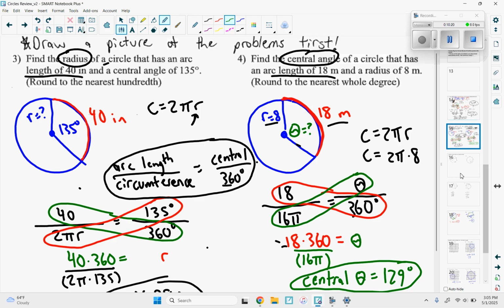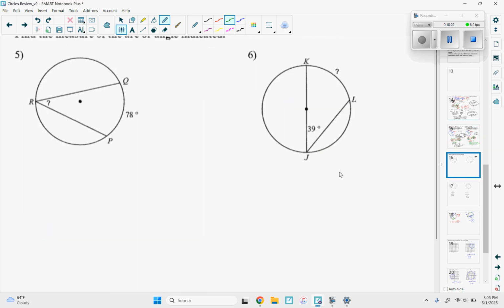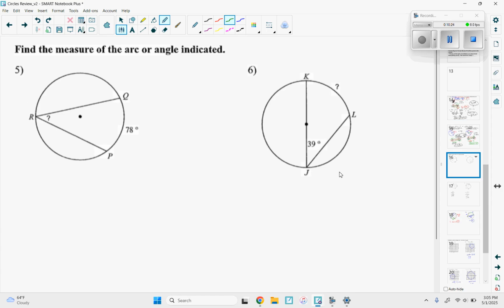All right, let's move on to angles now. Find the measure of the arc or angle indicated. So when we get these problems, we want to go ahead and trace what we have. We have an inscribed angle here. So that's an inscribed angle, and 78 degrees, that is an arc angle.